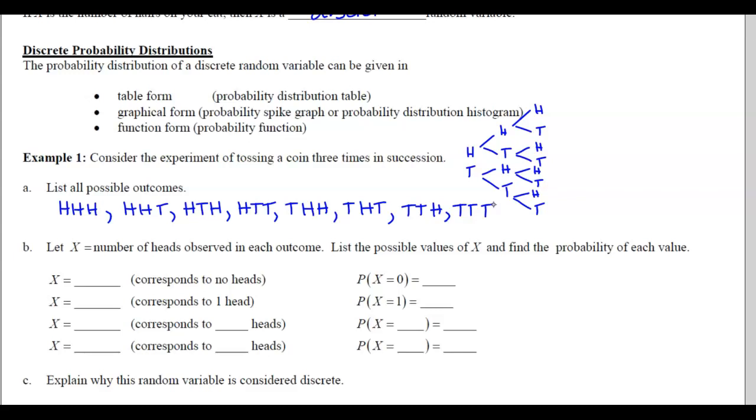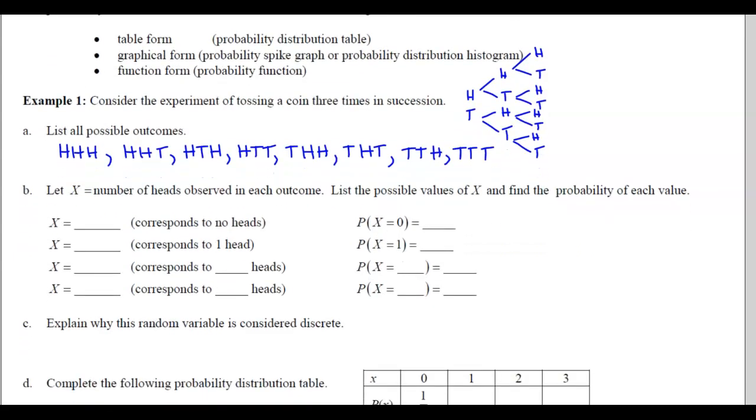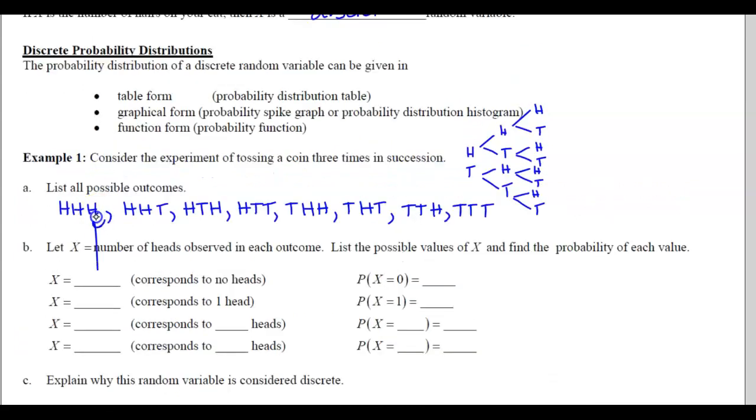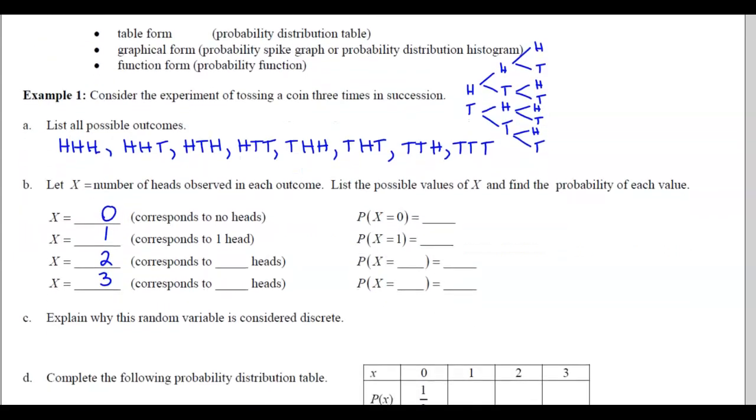So what's your random variable? It says let x be the number of heads observed in each case. List the possible values of x and find the probability of each value. Remember the 4 possible values: no heads, 1, 2, or 3. So what's the probability of getting no heads? That would be only this one, so 1 out of 8.